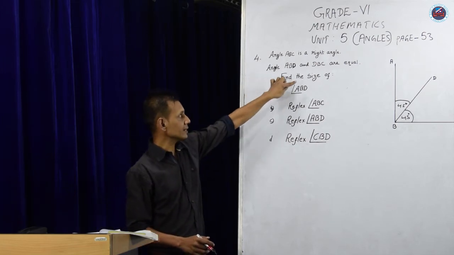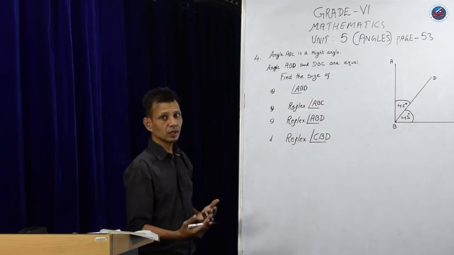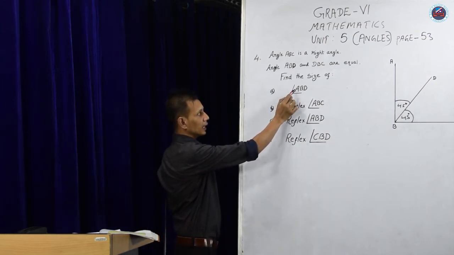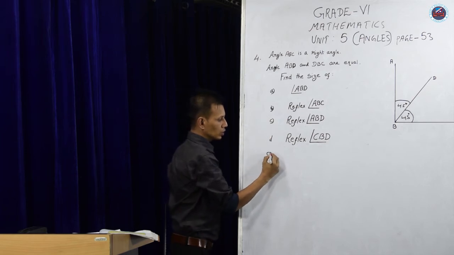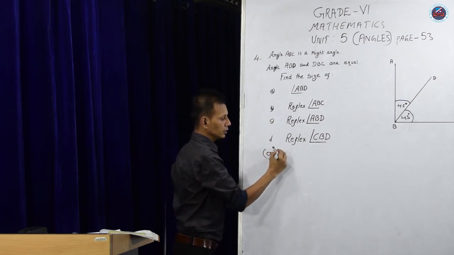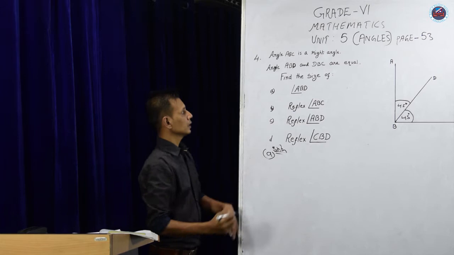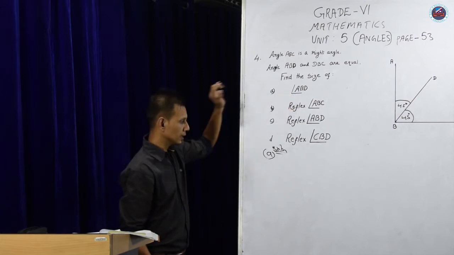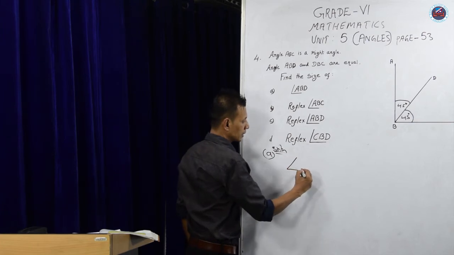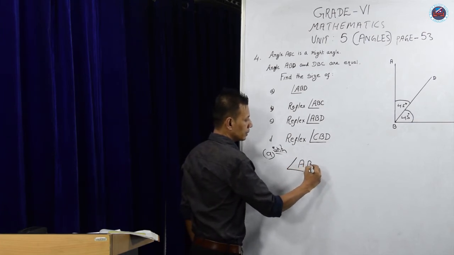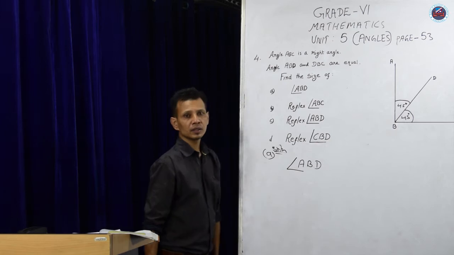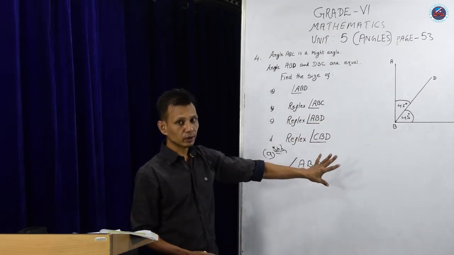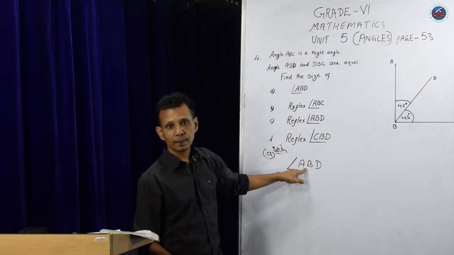Find the size of, size means measure, okay? What degree it is. Find the size of angle ABD. I'm going to solve A. Solution. Now what A says is angle ABD. It is very nice if you find out where ABD is and draw that part of it. I'm going to search where ABD is.